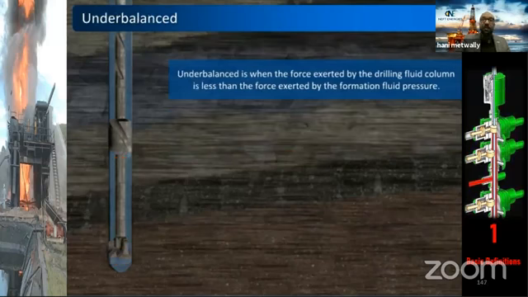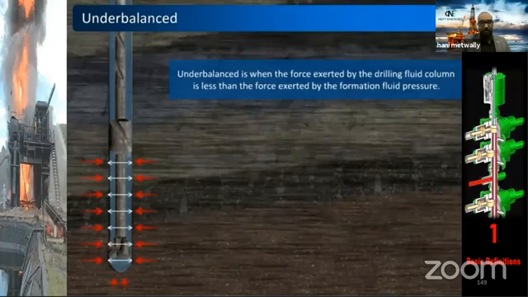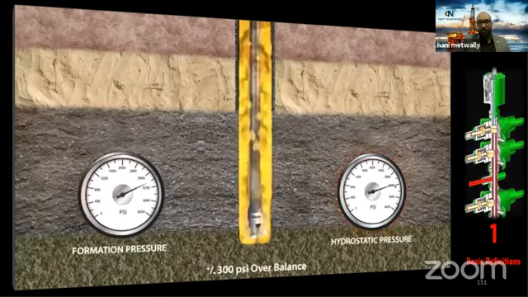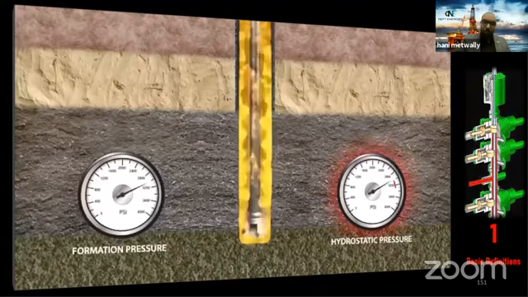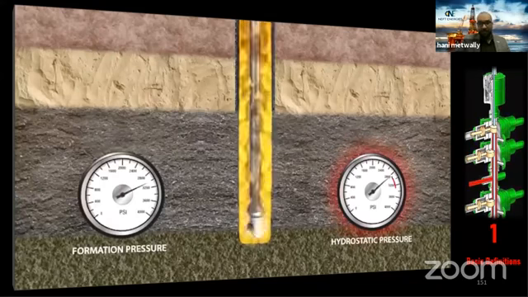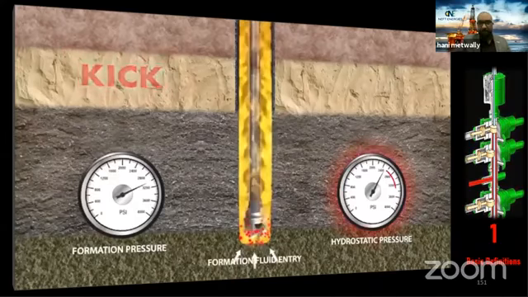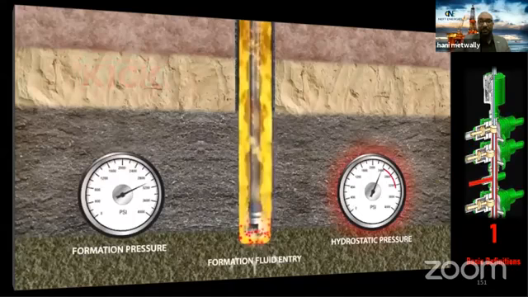But if we lose our control, if the force exerted by the formation is higher than the force exerted by the hydrostatic, in this case we will be underbalanced. And take care, once you are underbalanced, it means you will get a kick. For example, now the hydrostatic pressure, as you see, started to decrease. Why? We will learn in the second section. But now the hydrostatic pressure decreases. What will happen? You will have a kick because the hydrostatic pressure is less than the formation pressure.